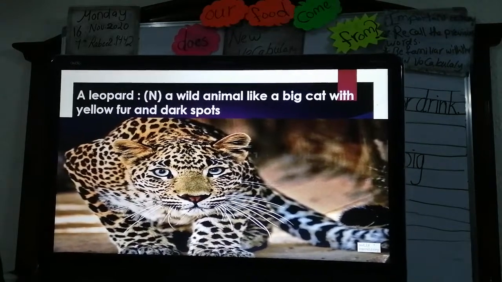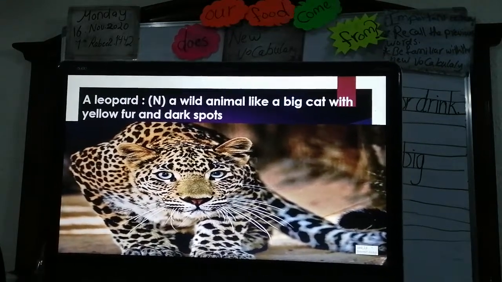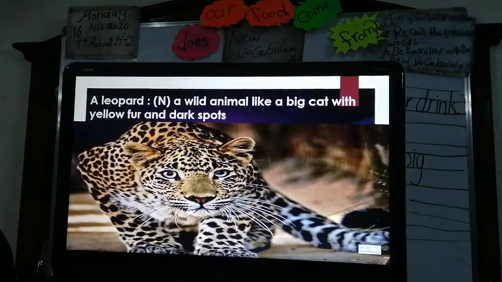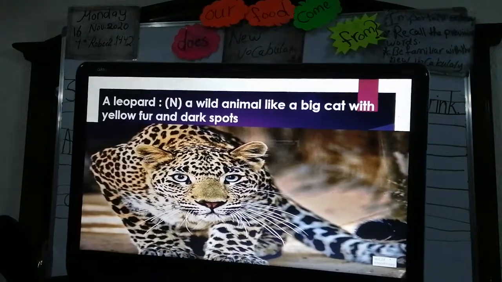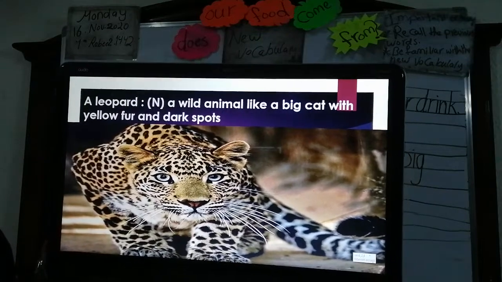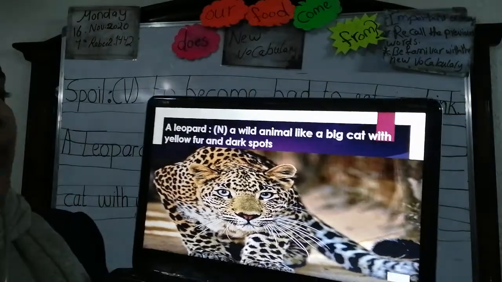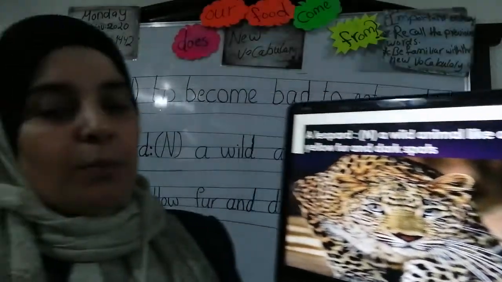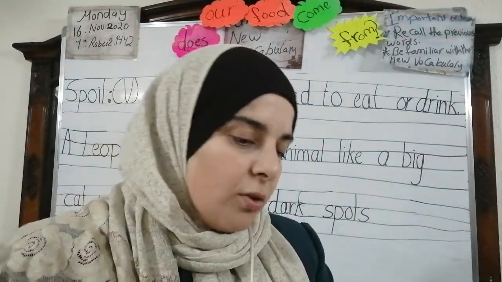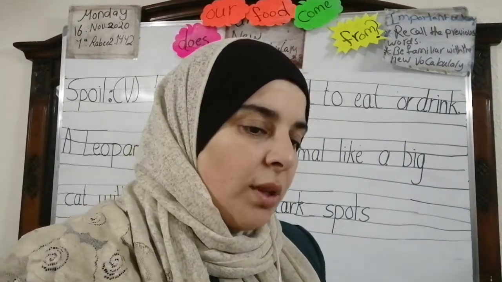Again, what do you mean by a leopard? It's a noun, a wild animal, like a big cat with yellow fur and dark spots. Okay? We are going to see how we can write it between the 4 lines.